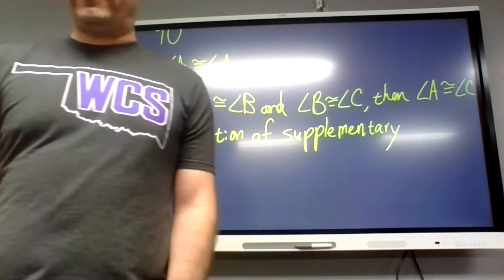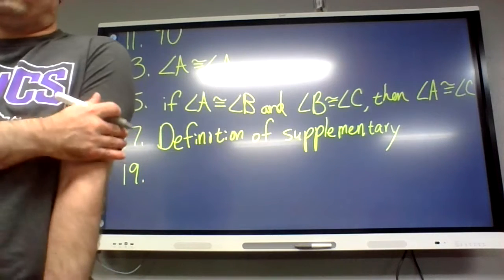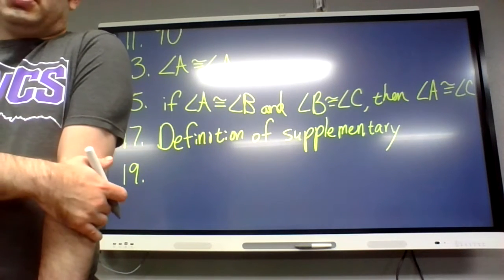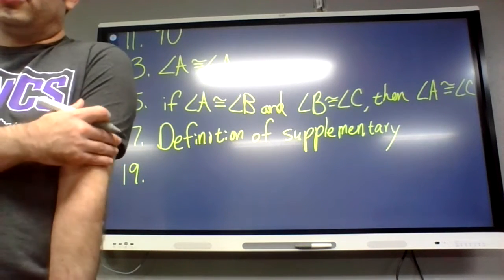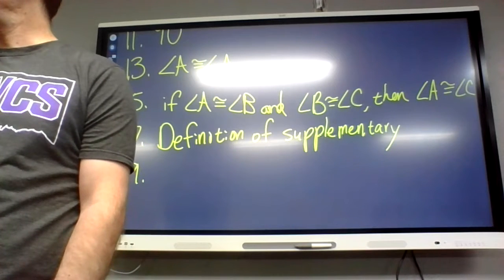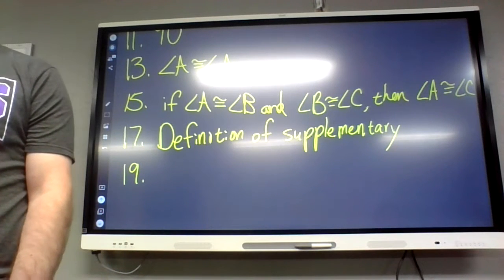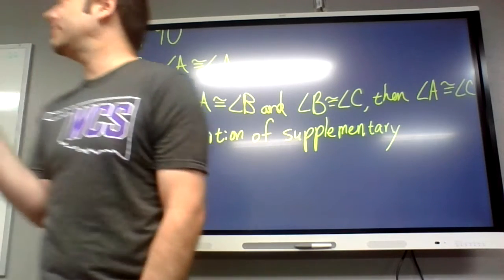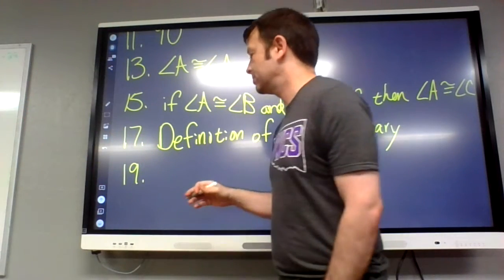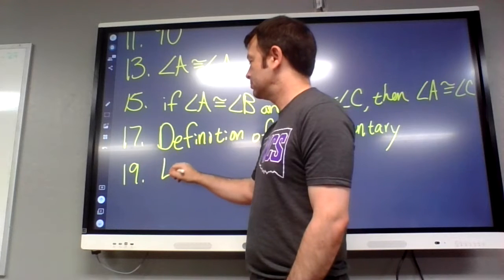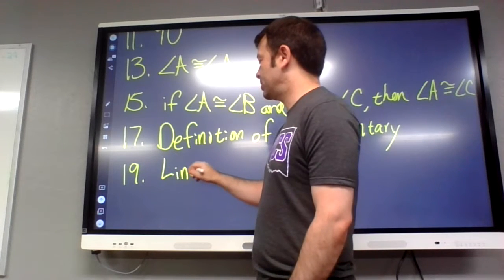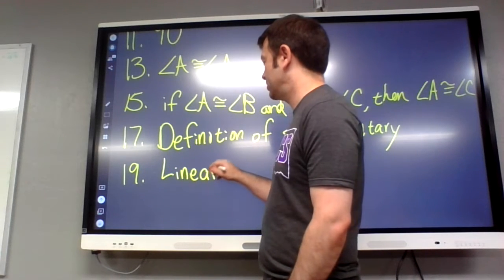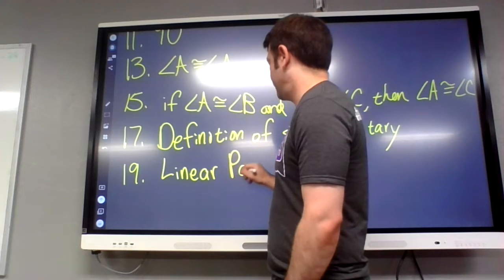Number 19, if angle X and angle Y form a linear pair, then angle X and angle Y are supplementary. So with linear pairs, the angles add up to 180. You guys remember what I said that was called? I'm not going to scroll back up and look at it. Linear pair theorem.